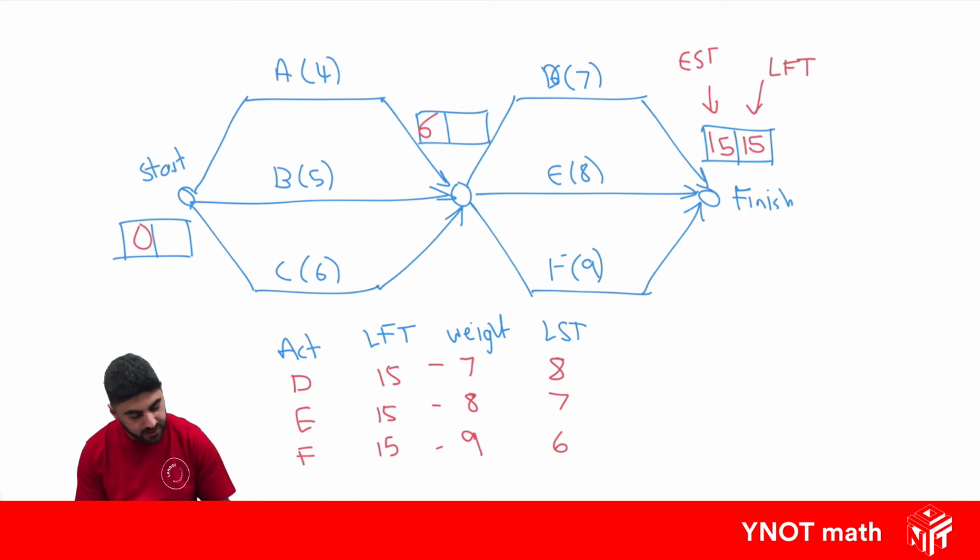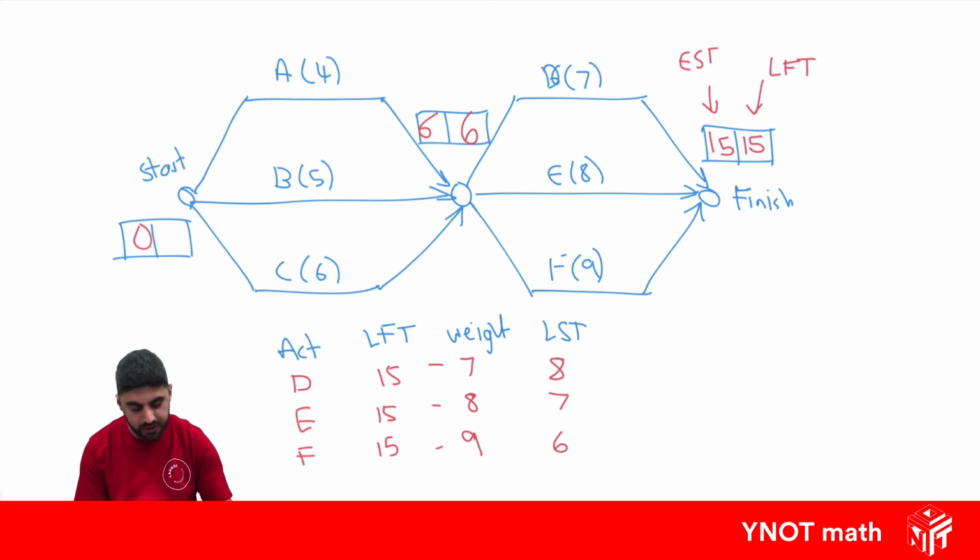And what this is saying is that we can start activity F after 6 minutes and still finish on time, because it takes 9 minutes to complete, and we should be finished by the 15-minute mark. We want to pick the minimum latest starting time out of all these, which is 6, and put it over in our previous vertex as the latest finishing time for the previous vertex.